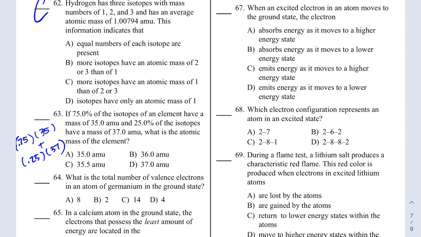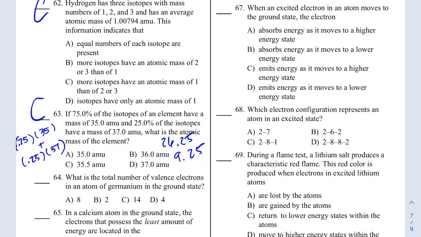0.75 times 35 is 26.25. 0.25 times 37 is 9.25. Add those together and you get 35.5. Okay. Number 64, what is the total number of valence electrons of an atom of germanium in the ground state?